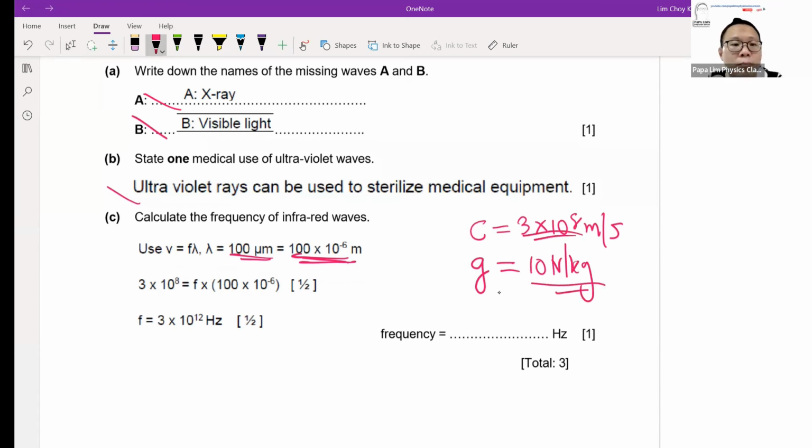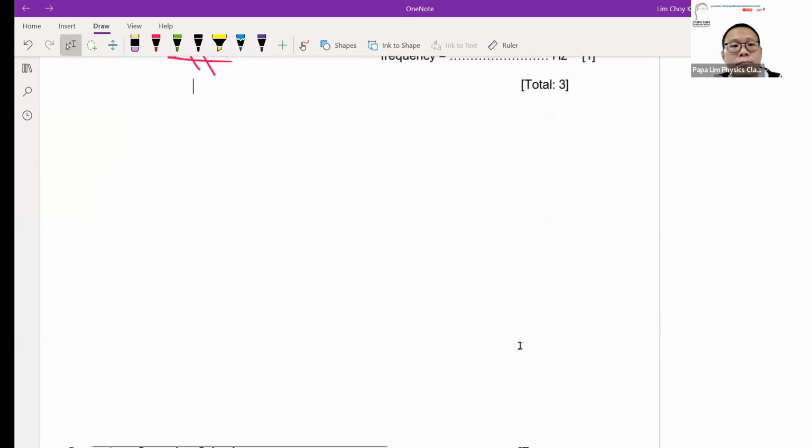So for this, we use v equals f lambda. Lambda, like I mentioned, is 100 times 10 to the power minus 6. Speed is 3 times 10 to the power 8. If you substitute these numbers into the equation and do your algebra, you will get the frequency of the infrared, which is 3 times 10 to the power 12 hertz.